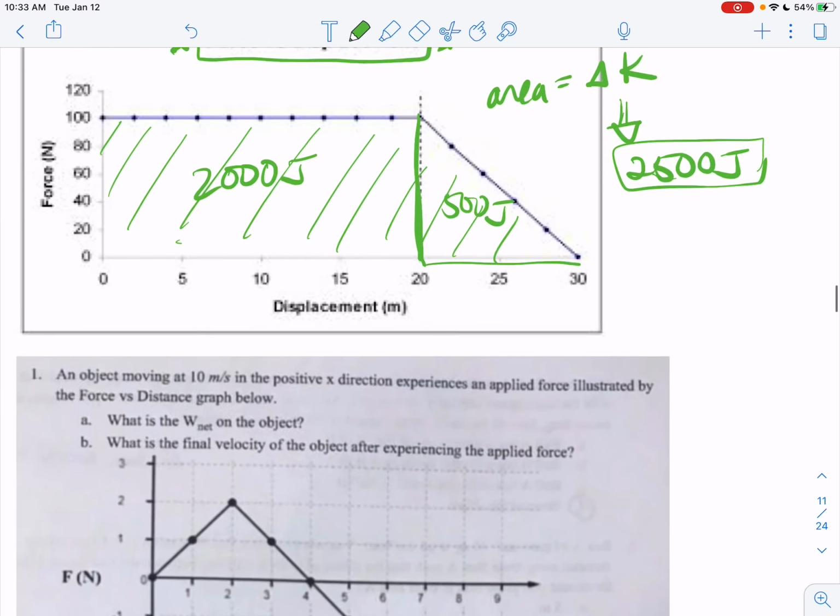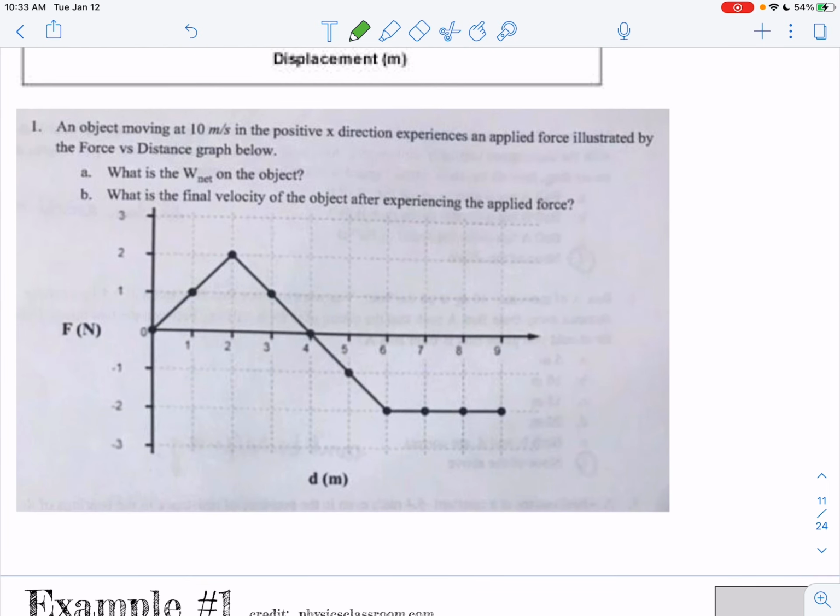This is another question I pulled from some random place. An object moving at 10 meters per second in the positive direction experiences an applied force illustrated by the force versus distance graph. What is the net work on the object? And what is the final velocity of the object after experiencing the applied force? When you see force versus distance and they want to know work, you're just looking for area. That's it.